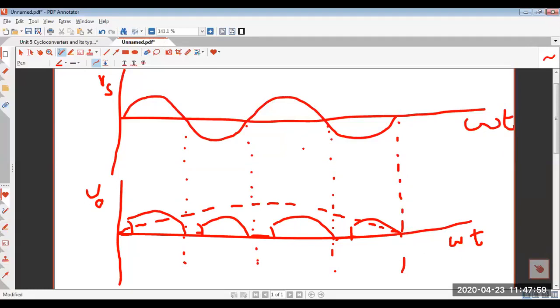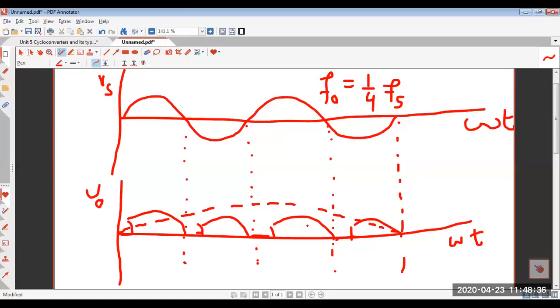For getting one complete cycle in the output, you are using 4 cycles of input. So that means F0 is equal to 1/4 Fs. Very good. So this is how the output frequency and the input frequency are related.